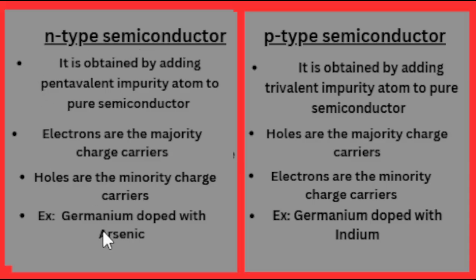An example for N-type semiconductor is germanium doped with arsenic. And an example for P-type semiconductor is germanium doped with indium.